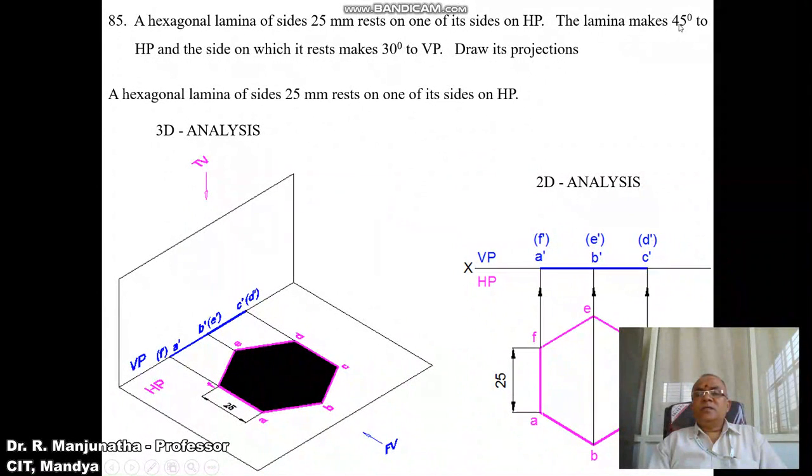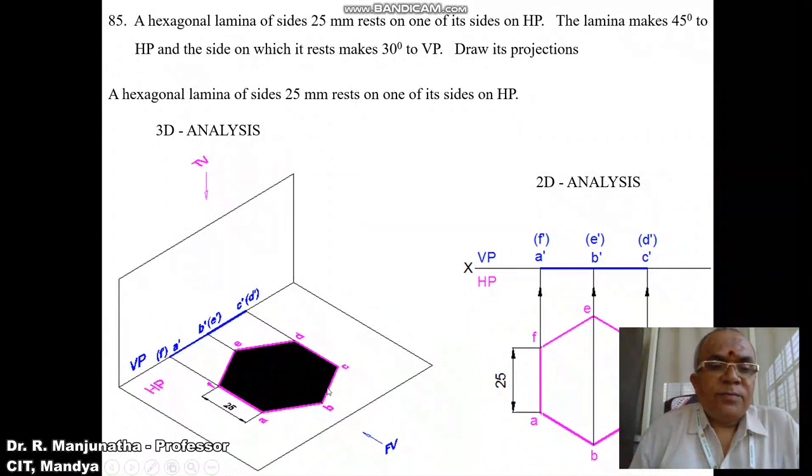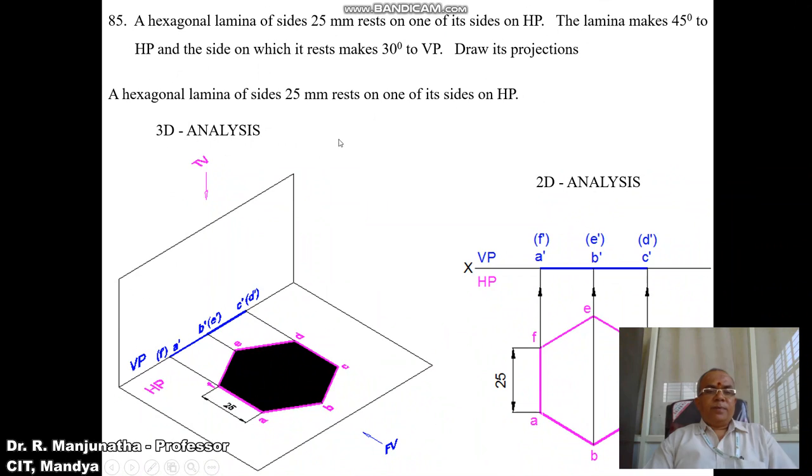Since he has given the surface inclination with respect to HP, obviously we have to start from the horizontal plane. So here we have started from the horizontal plane. As one of its sides rests on HP, make that side perpendicular to VP. So we can see that AF and CD are both going to be perpendicular to VP. And when you look from the front view, all the sides are resting on HP. That means it is parallel to HP. Therefore, we will be able to find the true shape in the horizontal plane.